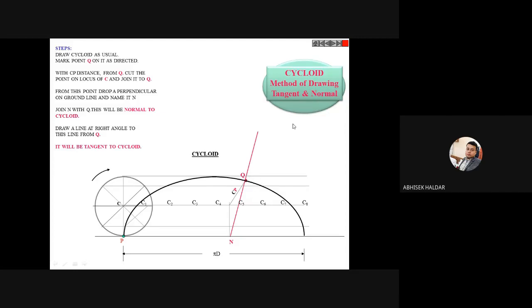And we know that tangent and normal make 90 degrees. So at this point Q, with respect to this normal, I have to draw a perpendicular. So this blue line is my tangent and this pink line is my normal. Is that clear? Very simple. Yes, sir. So this is the way to draw the tangent and normal to the cycloid.